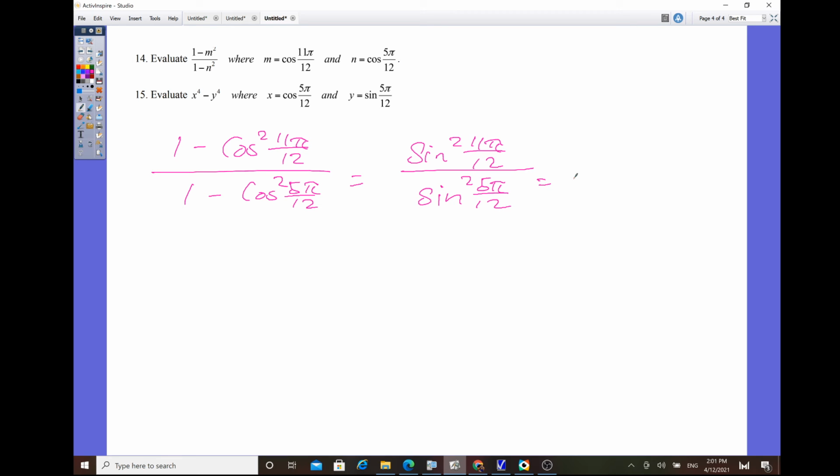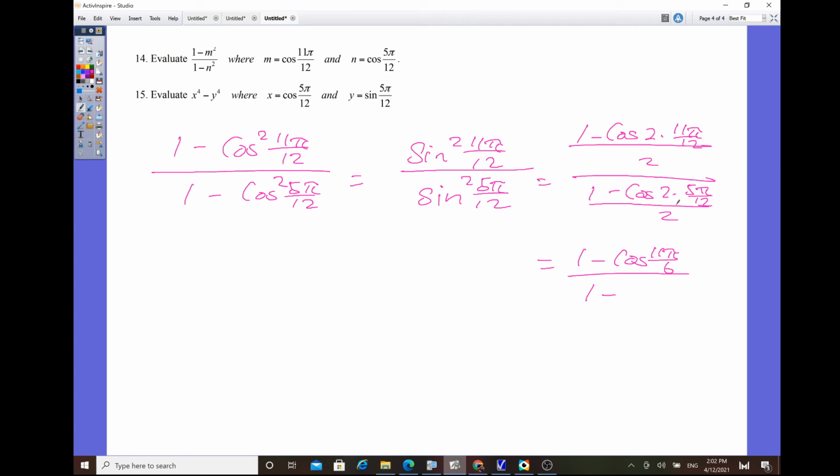So sine squared using the power reducing formula. So we do have 1 minus cosine of 2 times 11 pi over 12 all over 2, then divided by 1 minus cosine of 2 times 5 pi over 12 all over 2. As you can see, the 2 and the 2 will get cancelled. So 1 minus cosine of 2 times 11 pi over 12, that would be 11 pi over 6. And then 2 times 5 pi over 12, that would be 5 pi over 6.